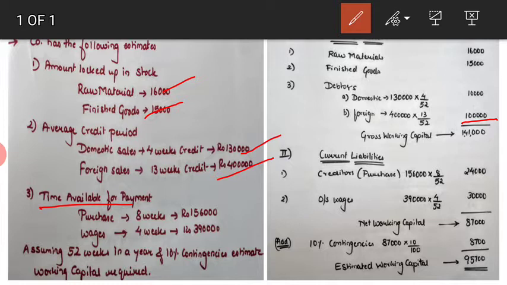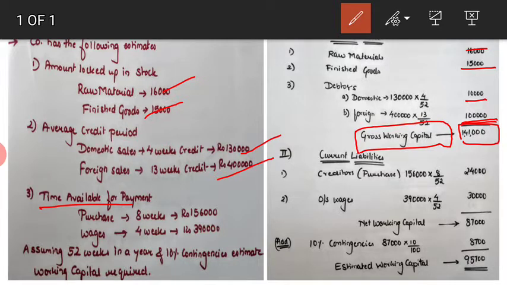So once you find out that there is no other current asset, you have to take the total of the current assets. That is raw material 16,000 plus finished goods 15,000 plus domestic debtors 10,000 plus foreign debtors 1 lakh. So total of this comes to 1,41,000. What is this 1,41,000? That is the total of current assets. That means it is gross working capital.